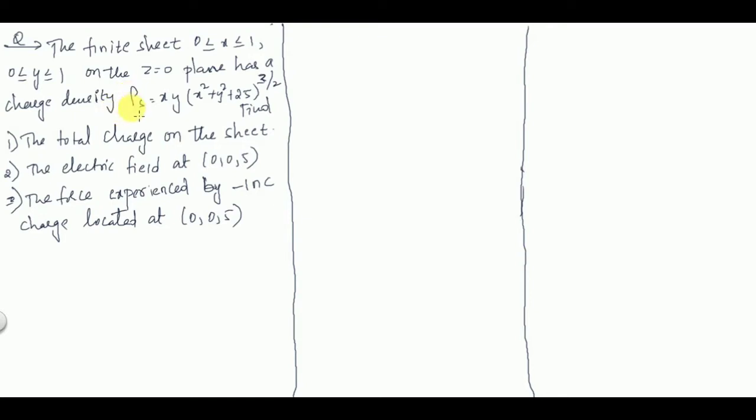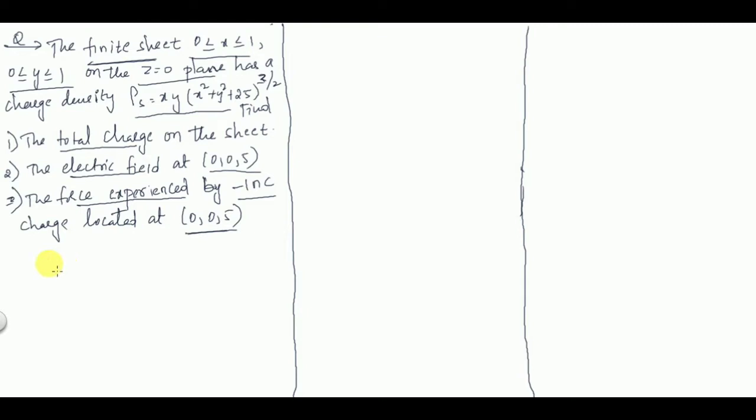Right, in this problem, he has given a finite sheet of charge for which x extends between 0 and 1 and y extends from 0 to 1 on the z equals 0 plane. That is, the sheet of charge is extending in the z plane, which has a charge density rho s equal to xy into (x square plus y square plus 25) whole to the power of 3 by 2. And he has asked you to find the total charge, the electric field at some point, and the force experienced by 1 nanocoulomb at the same point.